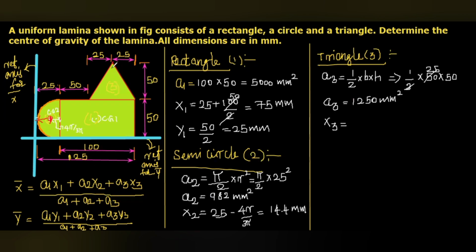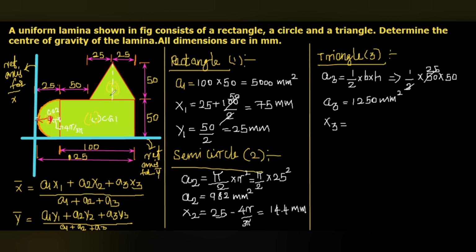Then X3. Here, actually, this will be symmetric about the vertical axis. That means for this particular triangle alone, the center of gravity CG3 will be possibly here, on the symmetry line. From the base, which is the larger end, it will be 1 by 3h. From the smaller end or the vertex, it will be 2 by 3h. Okay. From the base, 1 by 3h or h by 3. From the vertex or smaller end, 2 by 3h. Where h is 50.